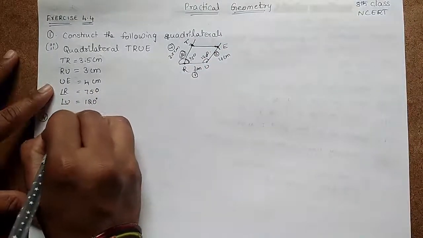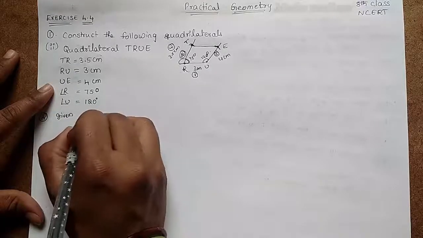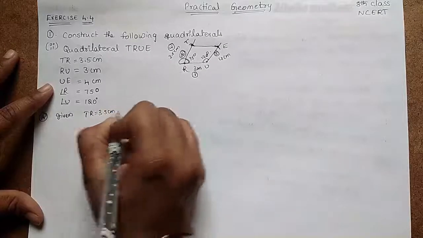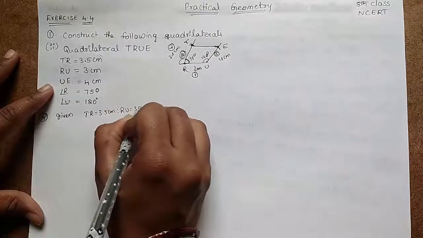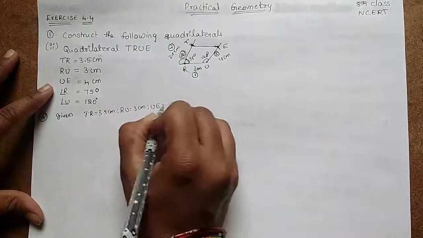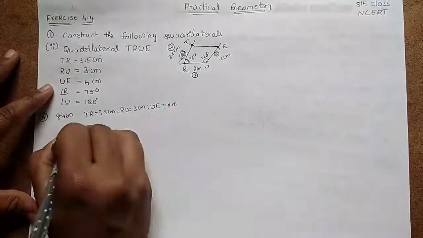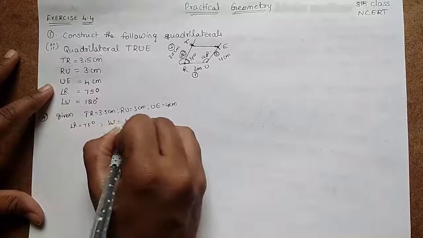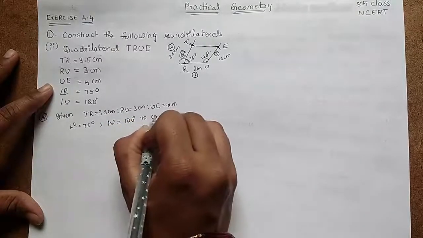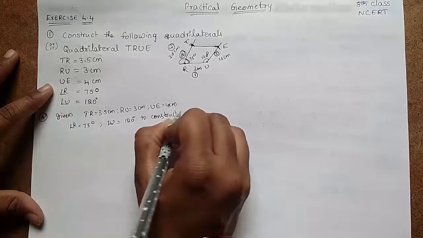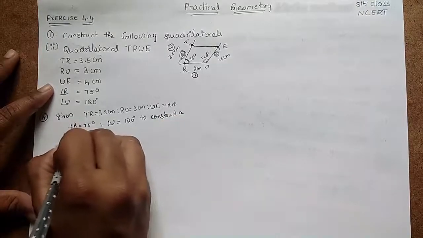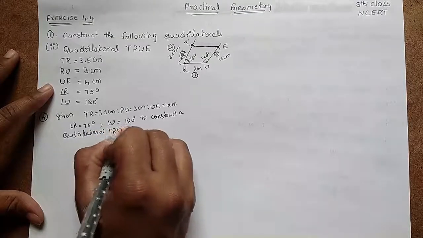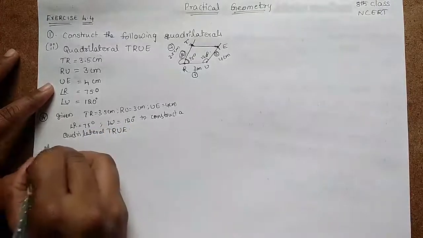Before going into the making steps, we have to write the given. So given TR is equal to 3.5 centimeters, RU is equal to 3 centimeters, UE is equal to 4 centimeters, and angle R is equal to 75 degrees, angle U is equal to 120 degrees. To construct a quadrilateral TRUE.